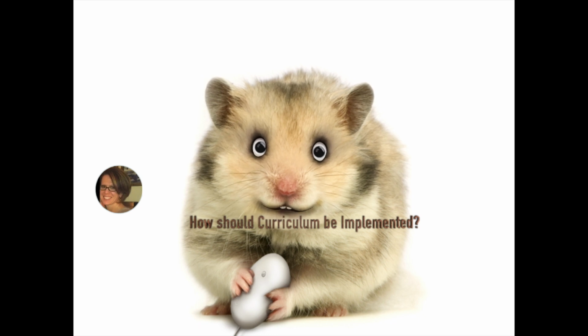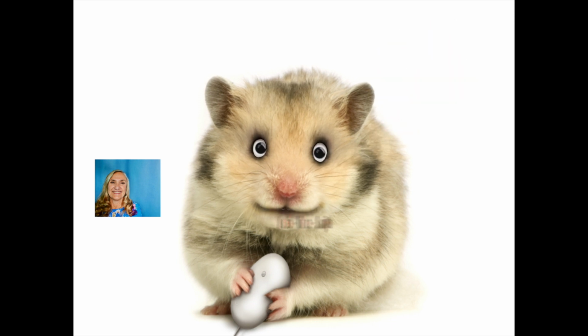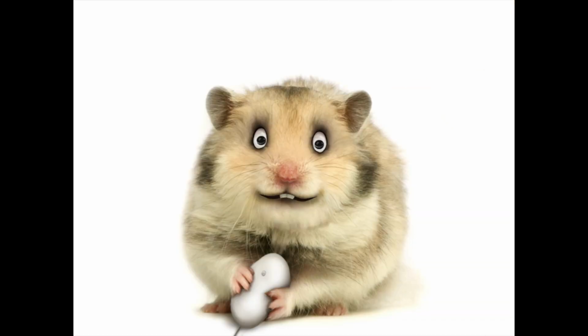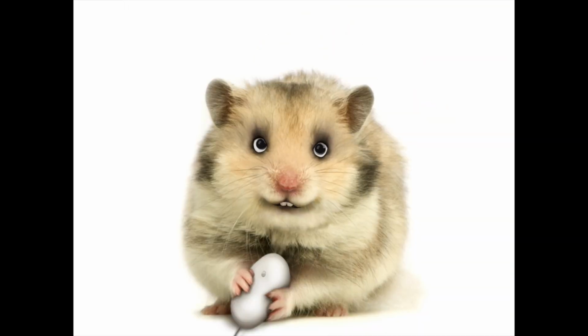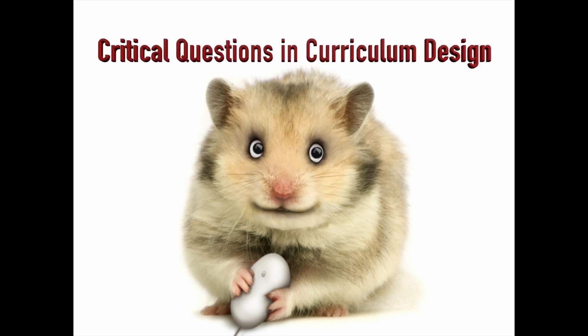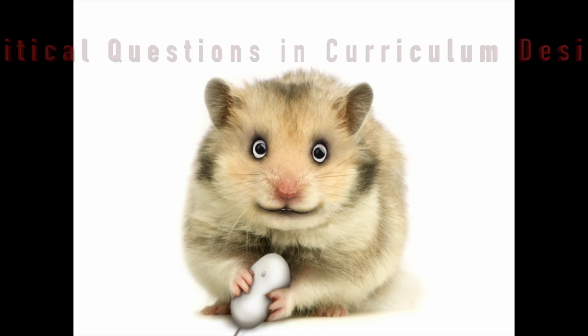Finally, Robin Saunders will be my assistant and will be the voice that you hear next. Robin only lets me be her assistant because she says that I can get too wild. Really? You be the judge. So let's get going and learn about the critical questions in curriculum design for humans, not hamsters. And that wasn't in the script.